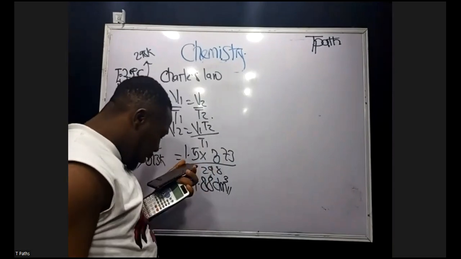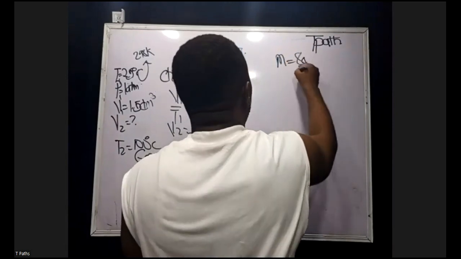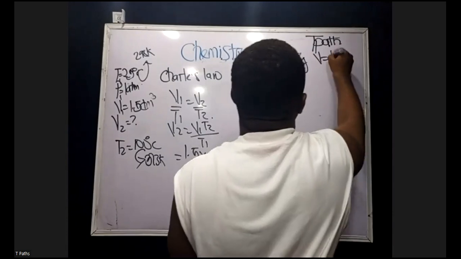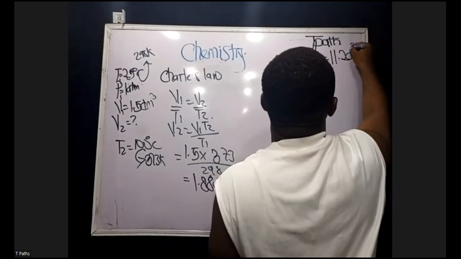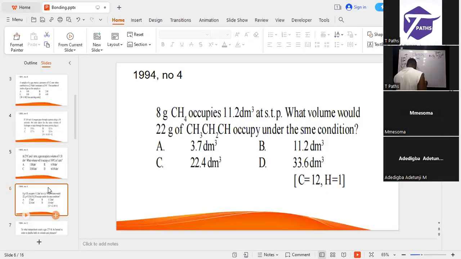Option A. The next question says 8 grams of CH4 occupies a volume of 11.2 dm cube at STP. What volume would 22 grams of the second gas, C3H8, occupy under the same conditions? So V2 is unknown.